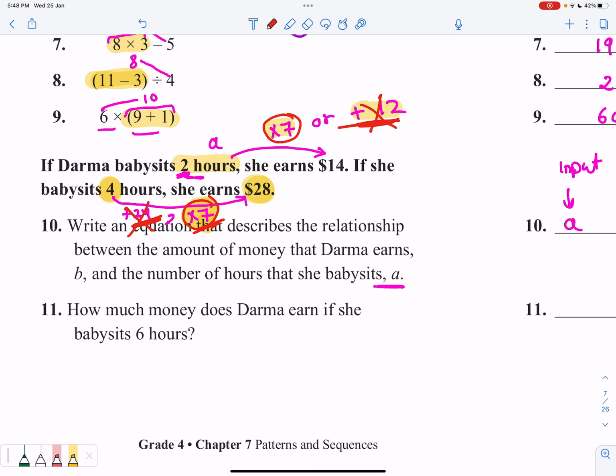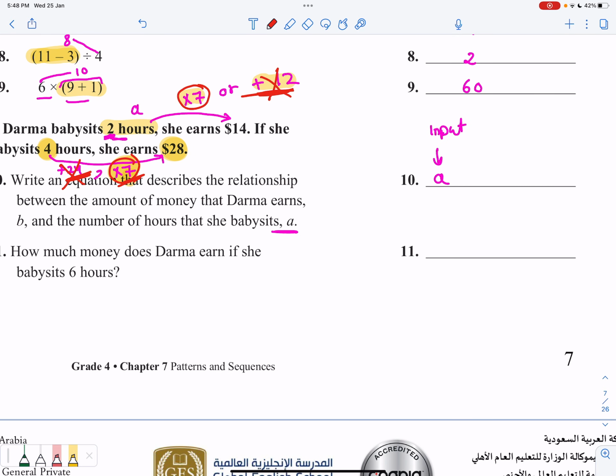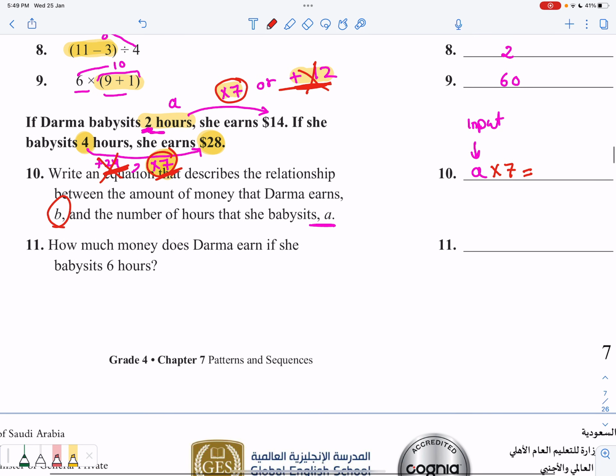It's going to be our operation. So what happens here to the input is that we take the input, we multiply it by 7, so we get the output, which is what? Which is B.